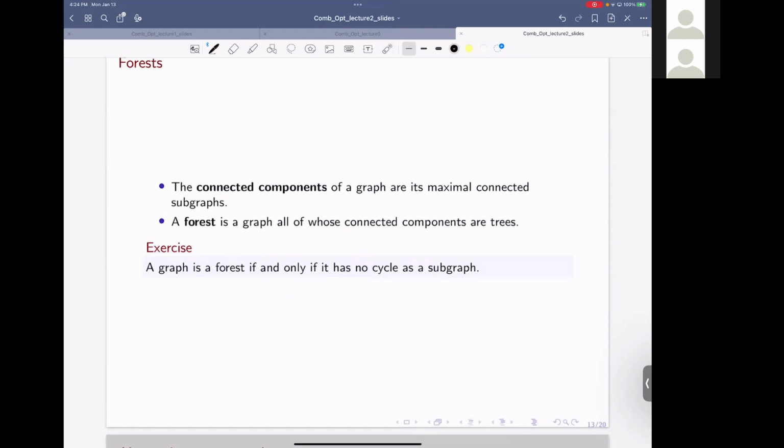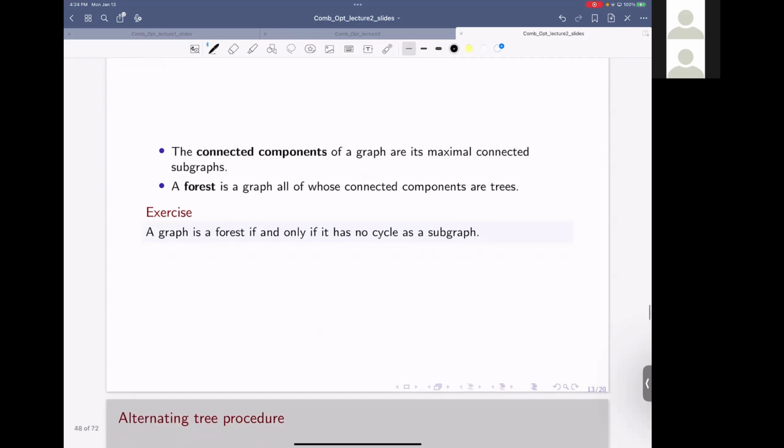You can prove this. A graph is a forest, considering this continuity within your graph structure, if and only if it has no cycle as a subgraph. Just to repeat, if you exclude odd cycles, you get a bipartite graph, but if you exclude all cycles, you get a tree, or a forest.